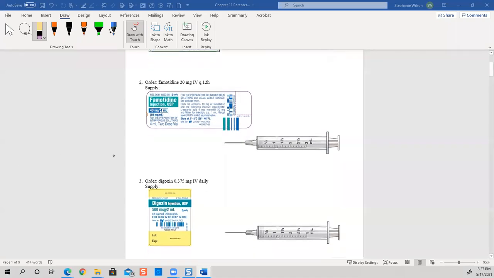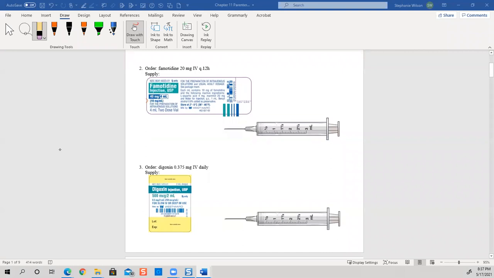So, parenteral dosage calculations. This example I like to work out with you. It says we have this order of 20 milligrams IV every 12 hours. And then you go to the supply, and what do I notice? I notice that right here is the dosage strength, 40 milligrams per 4 milliliters. Underneath it, they already have it reduced for you.